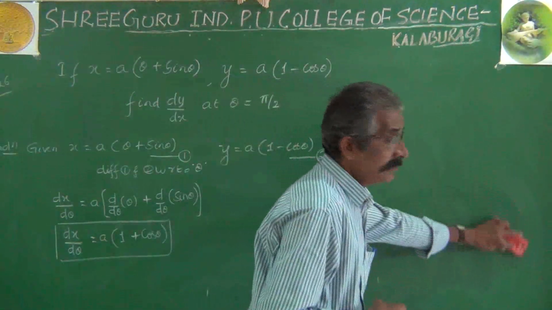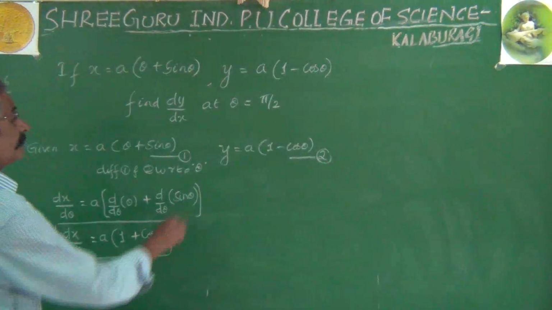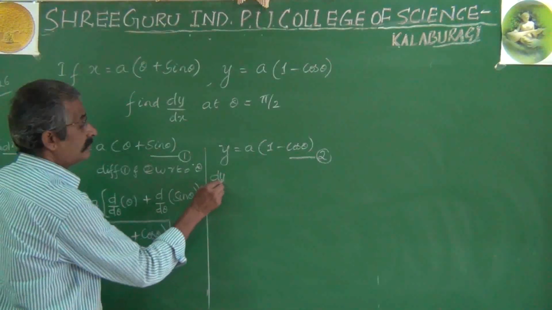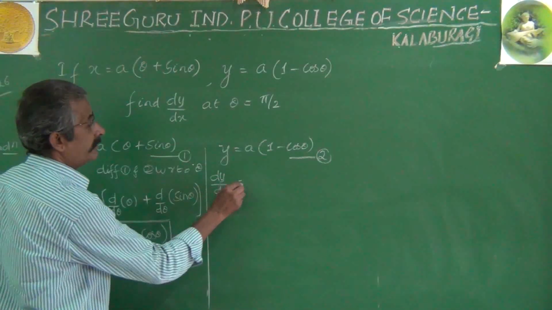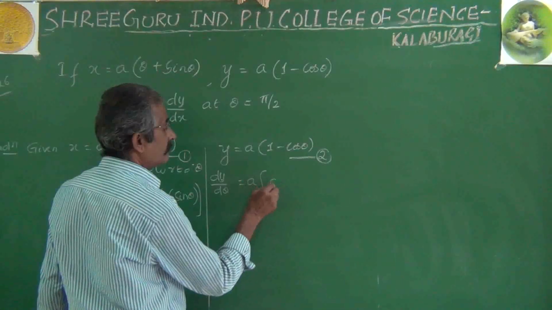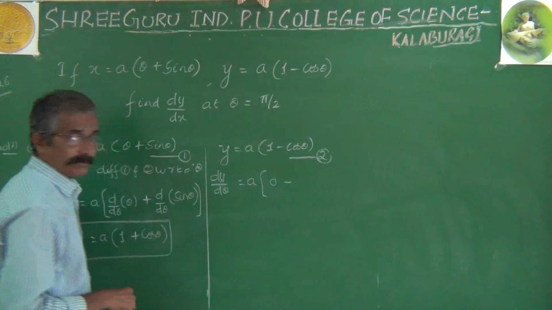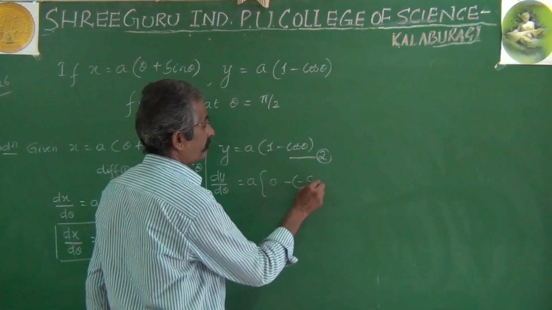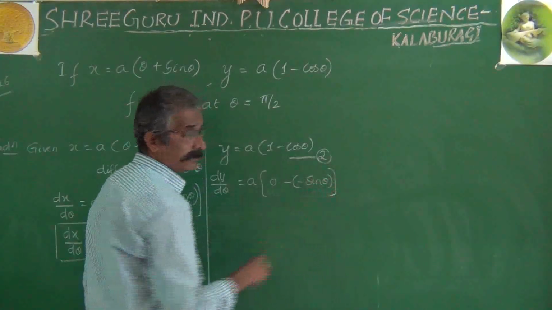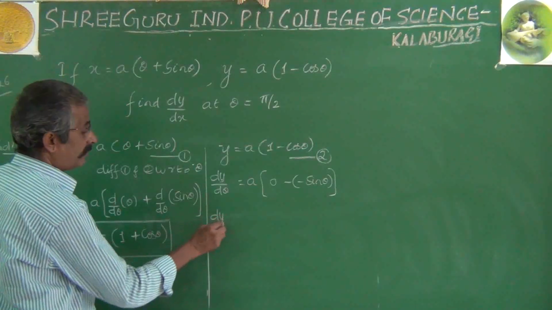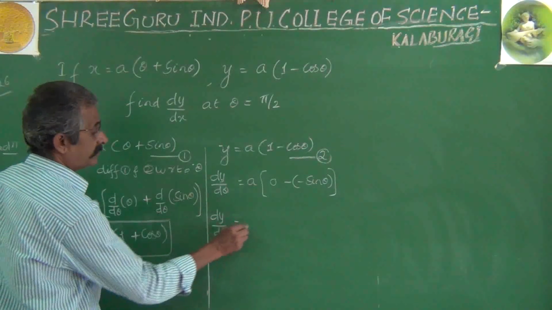Similarly, we shall differentiate equation 2 also with respect to theta. On differentiating 2 with respect to theta, dy by d theta equals a into bracket, differentiation of 1 is 0, minus differentiation of cos theta will be minus of sin theta. That's overall minus and minus will become plus. Hence, dy by d theta equals plus a sin theta.